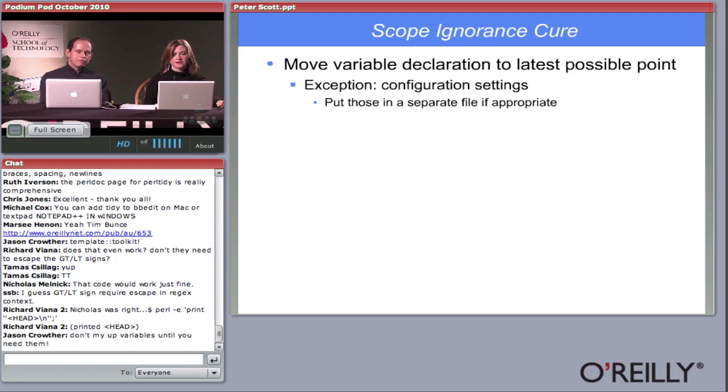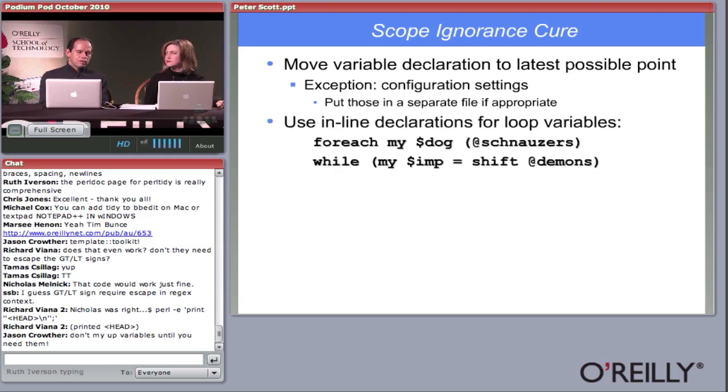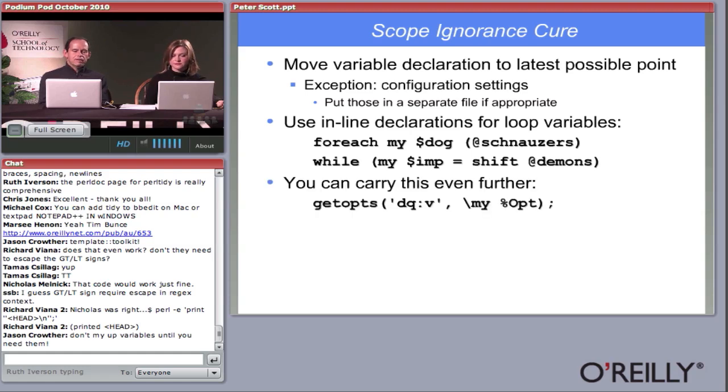What you can do instead is move variable declaration to the latest possible point in the innermost scope possible. The exception to that would be configuration settings. Anything to do with the configuration, if possible, put it in a separate file. Use inline declarations for loop variables. I know this may seem obvious to many of you, but I've seen it way too much in other code.